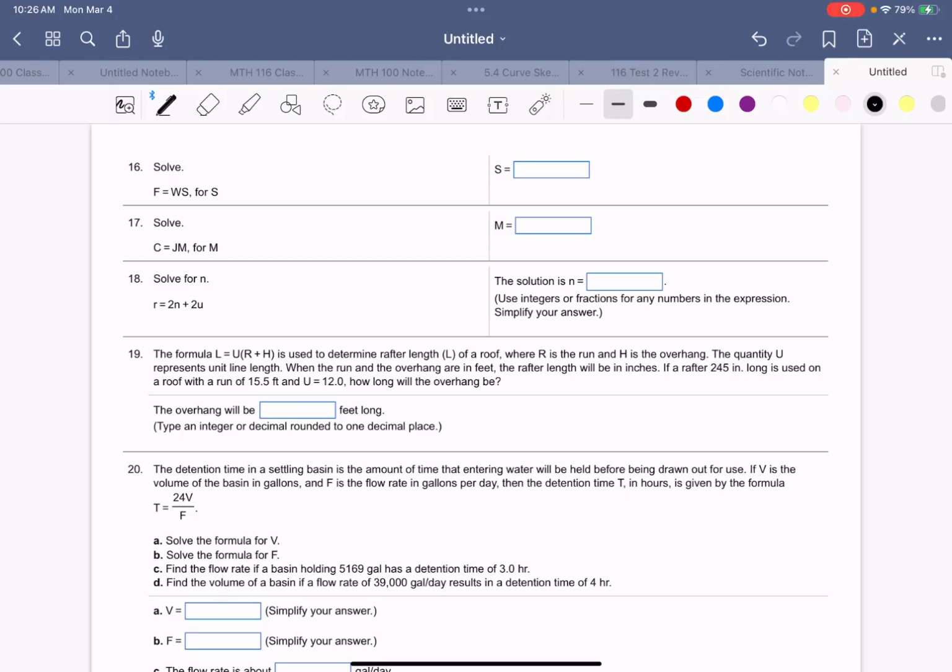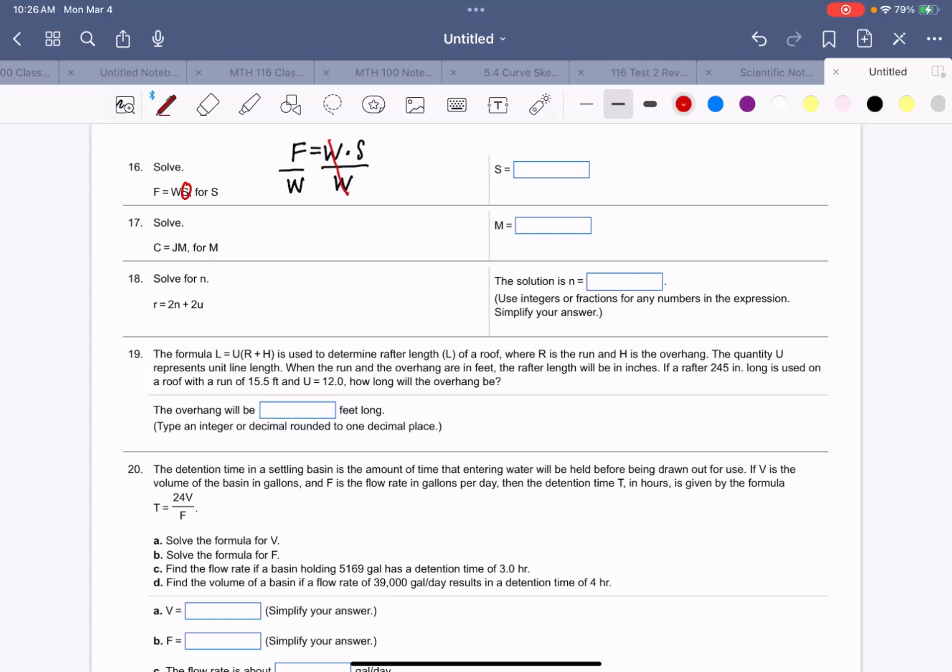Example 16. Solve F equals WS for S. So all they're asking us to do is to get this S by itself. So if we have F equals W times S, even though they don't write the dot, it's multiplication when it's written WS, we've got to do the opposite of multiplication, which is divide. We've got to get rid of that W, so we divide both sides by W.